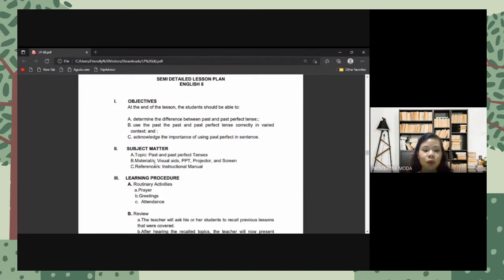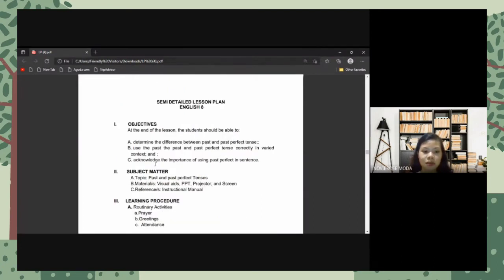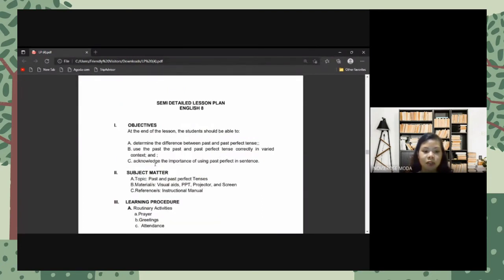So we have here the objectives. At the end of the lesson, the students should be able to determine the difference between the past and past perfect tense, use the past and the past perfect tense correctly in varied contexts, and acknowledge the importance of using perfect tense in a sentence.